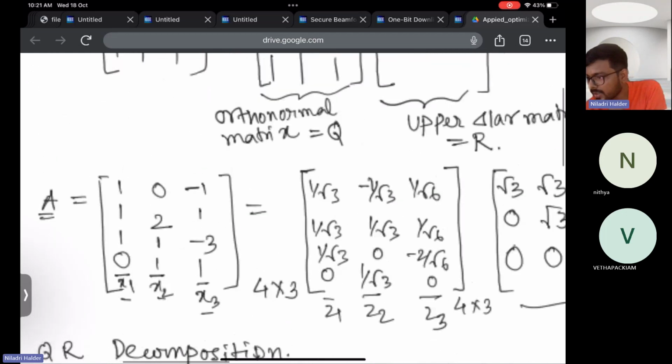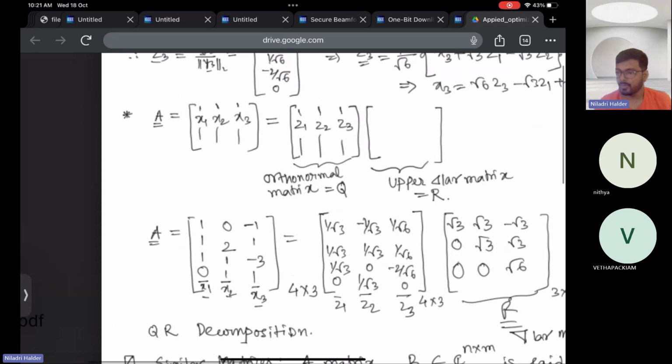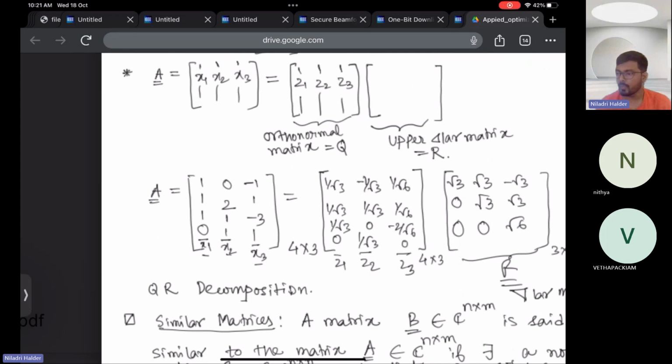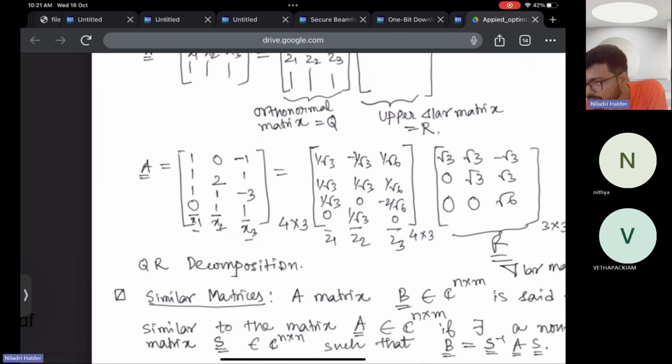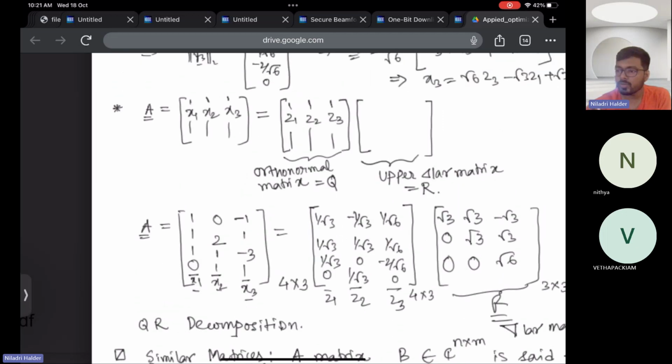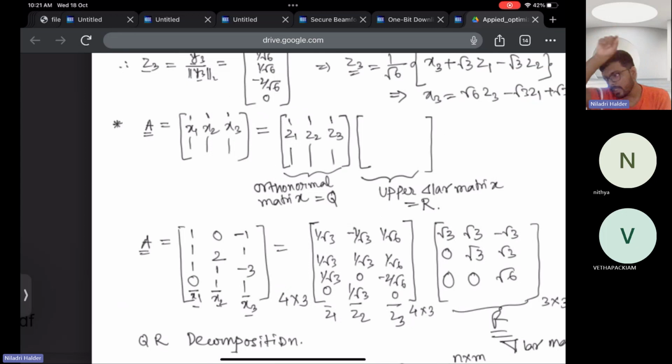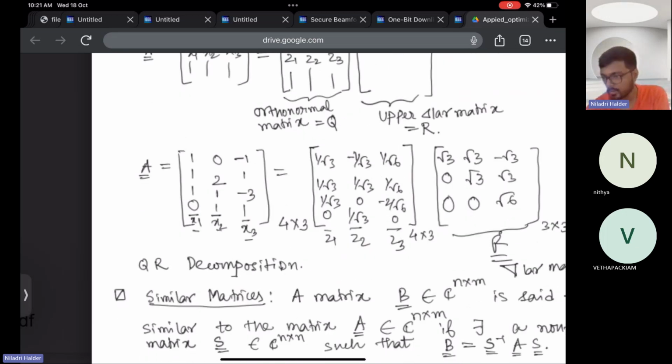So one other thing is that for a matrix which has linearly independent columns, you can convert those columns to orthonormal columns also through this Gram-Schmidt process of orthonormalization, and then that matrix you can write down as a QR decomposition, where Q will contain those orthonormal vectors, and R will be an upper triangular matrix.